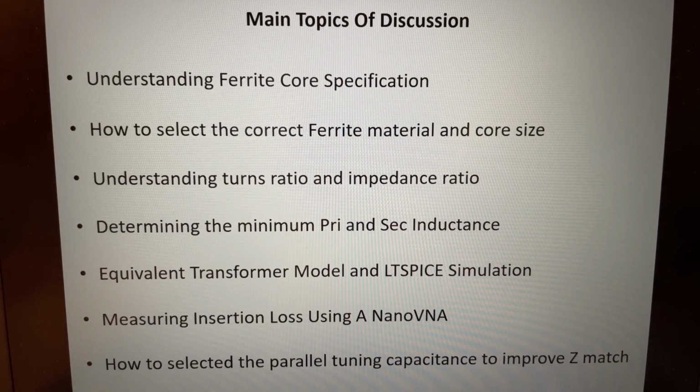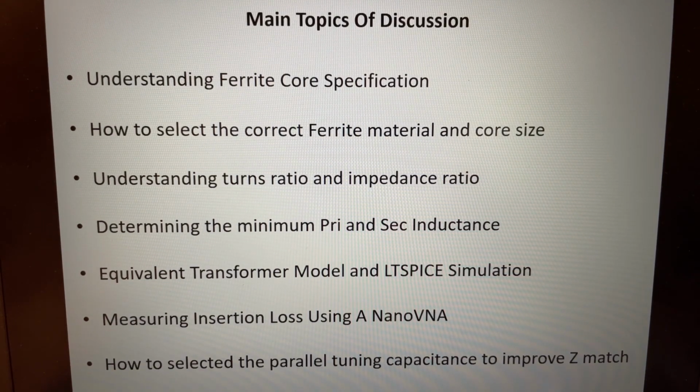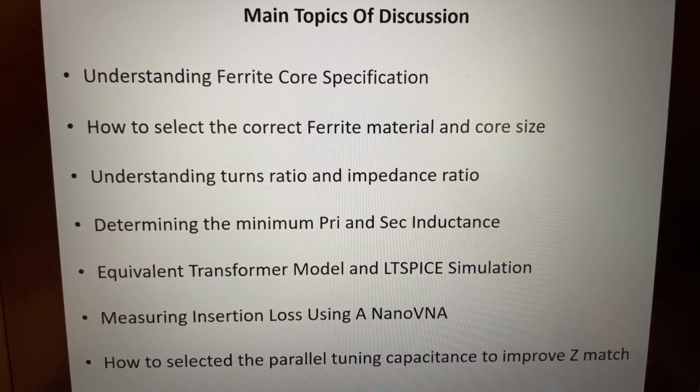Here are the topics that we'll be covering. The main topics would be understanding ferrite core specifications, how to select the right core and core size, understanding the turns ratio and impedance ratio. We'll go into a little more detail about that. Determining the primary and secondary inductance. There are minimum values that need to be considered. Evaluating a transformer model and SPICE simulation. And then one of the more important areas is measuring the insertion loss of the RF transformer with a NanoVNA, and then how we actually tune the transformer. So those are the main topics that we'll be addressing.